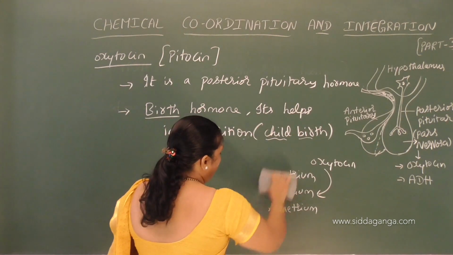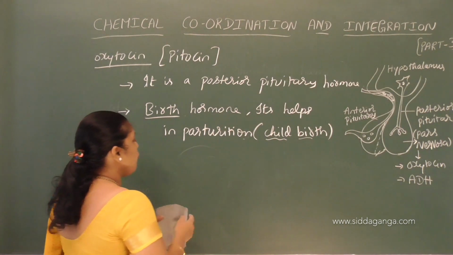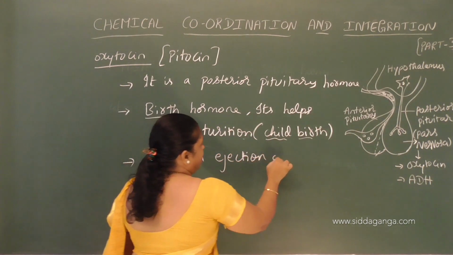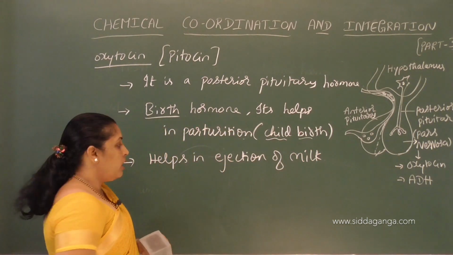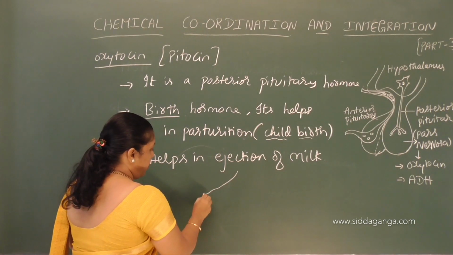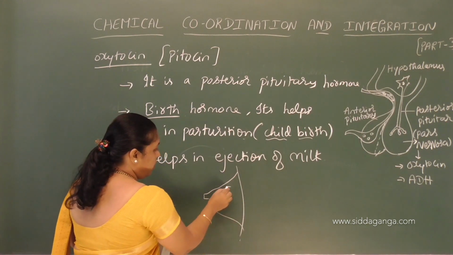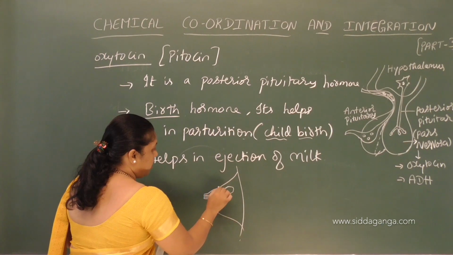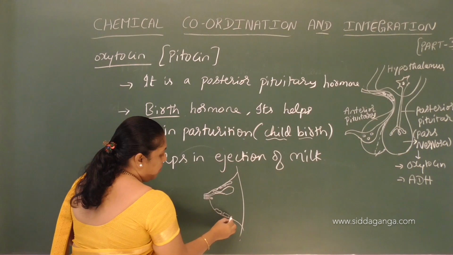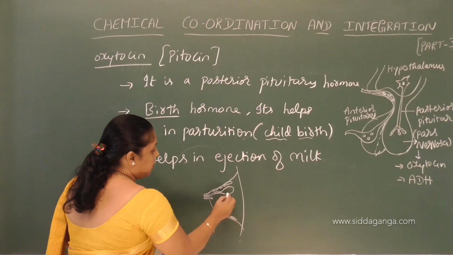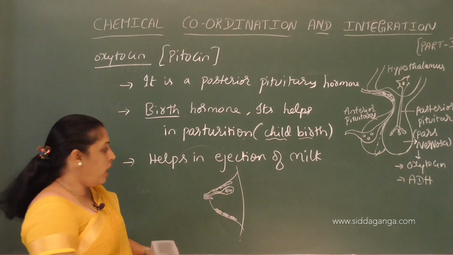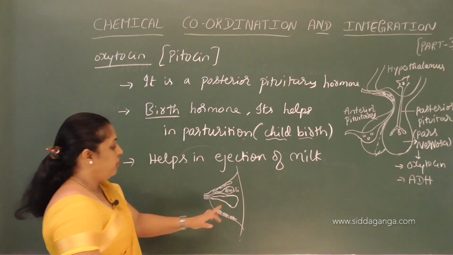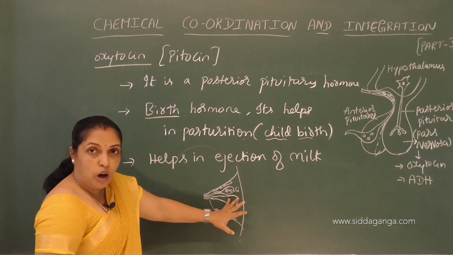With this, it also helps in ejection of milk, that means release of milk. So what happens? Here these are alveoli, mammary duct, then it leads to lactiferous duct. You will study this in detail in second year. These are fatty tissues. This is mammary alveoli. Milk is going to be produced inside the mammary alveoli.